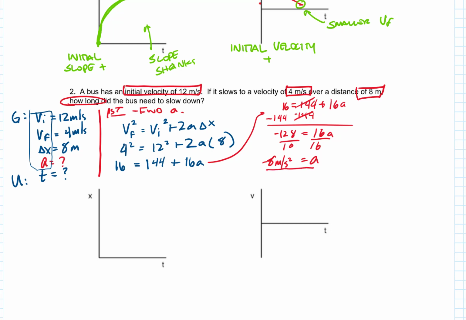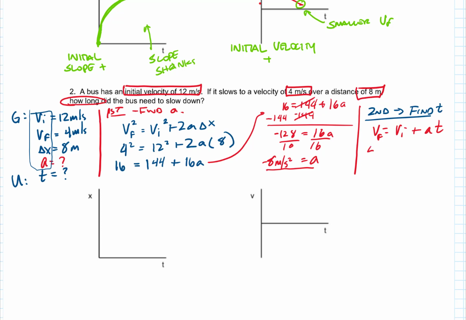Now, that's only part of my problem. That's the first part, find the acceleration. Now we have to do the second part. Find V final, find the time. So to do this, we have everything, and when we have everything, I like to use V final is equal to V initial plus acceleration times time.